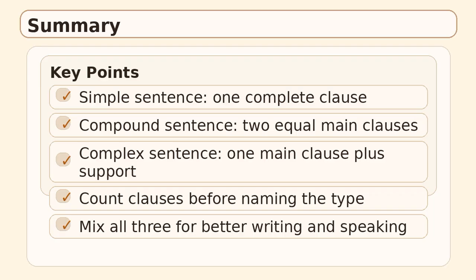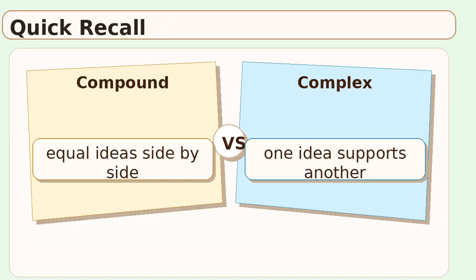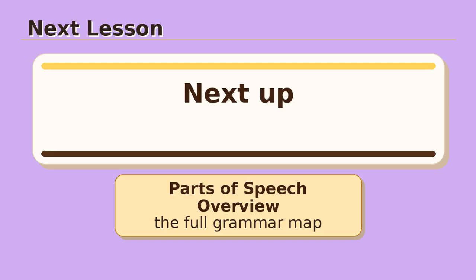Today you learned that sentence type depends on clause structure, not on length. A simple sentence gives one complete idea. A compound sentence joins two equal complete ideas. A complex sentence connects one main idea with a supporting clause. Use them deliberately, and your English will immediately sound stronger. If you remember only one thing, remember this comparison. In the next lesson, we will study parts of speech overview, so you can see the full grammar map and understand how different word classes work together inside sentences.